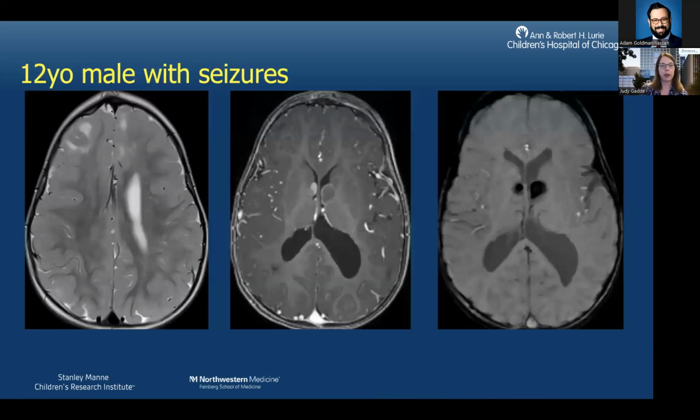Here's a 12-year-old male who presented with seizures. And here we have a couple of findings. So on the left of the screen on this axial T2, we can see some abnormal T2 hyperintensity in the subcortical white matter of the frontal lobes. We can see some expansion of the overlying cortex and gyri.